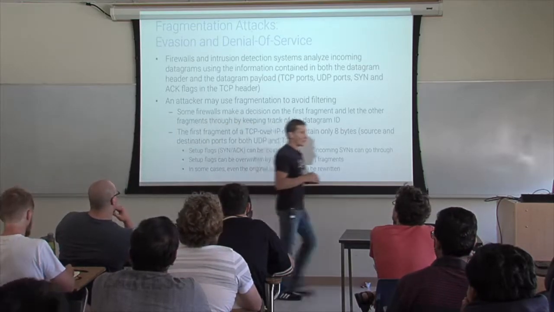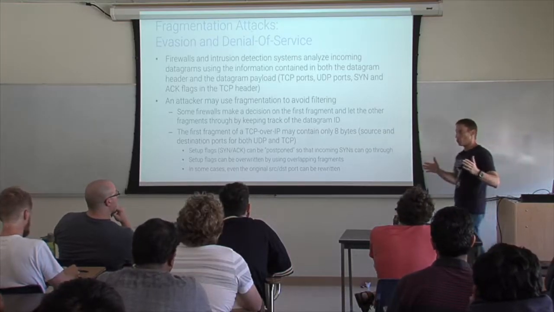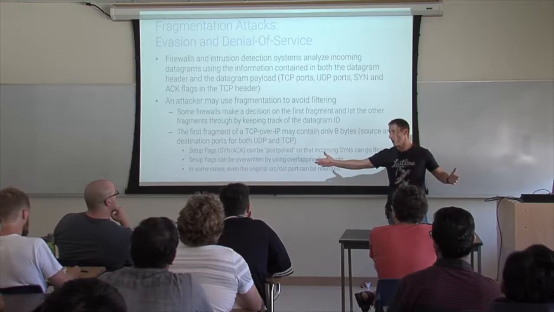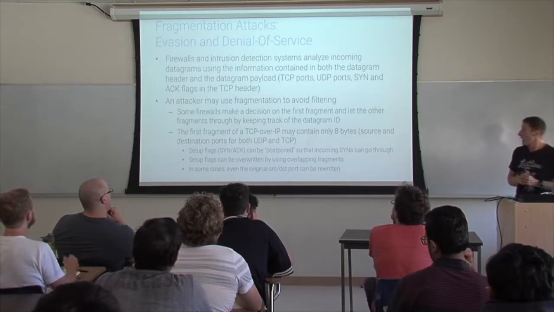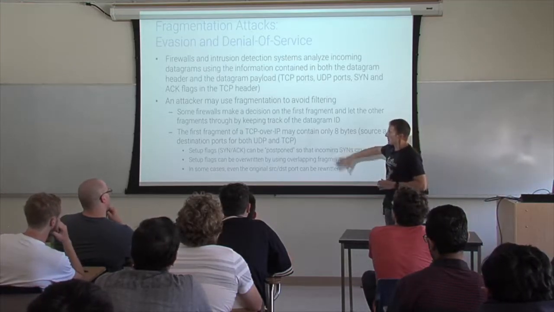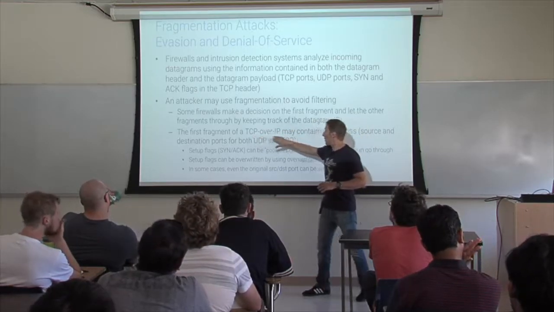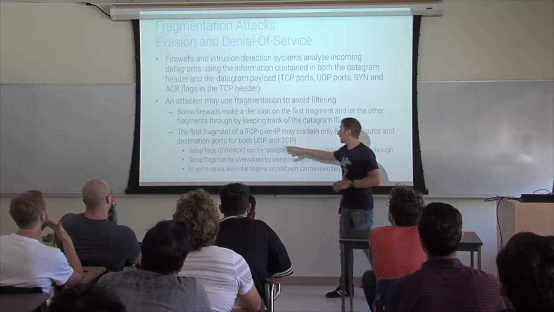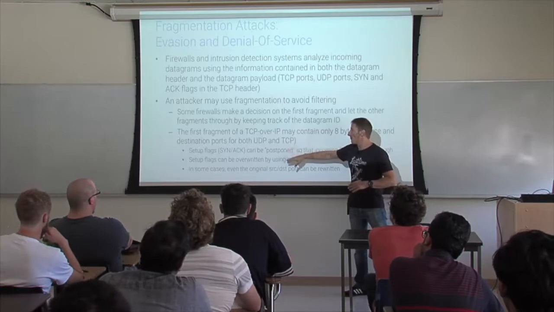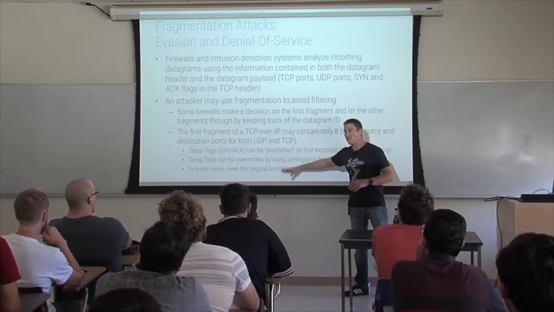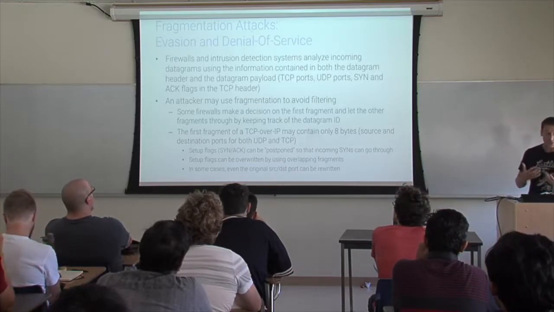This is something that holds unless you have two machines connected by something that is not Ethernet, in which case you can have bigger frames and everything like that. An important point is that if you have TCP over IP, the first fragment contains only 8 bytes, so source and destination ports, but you can play with the SYN flag, the synchronization flag, and therefore you can play a dirty trick.